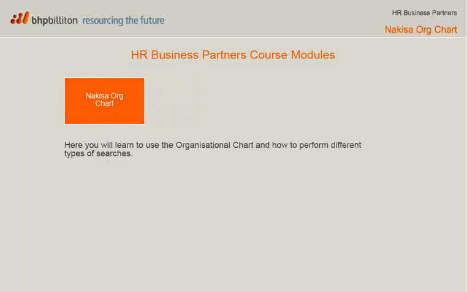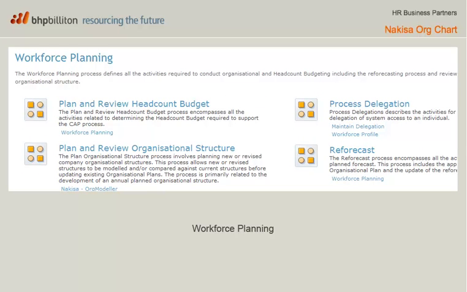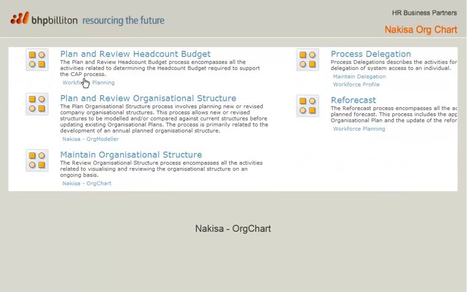Here you will learn to use Nakasa organizational chart and how to perform different types of searches. All employees and contractors within one SAP will have access to the organization charts. From the Human Resources menu, select Workforce Planning. From the Workforce Planning screen, scroll down. Click on the Nakasa Org Chart hyperlink.